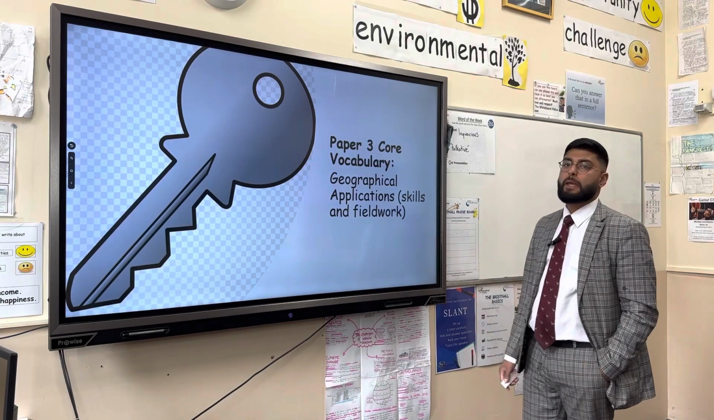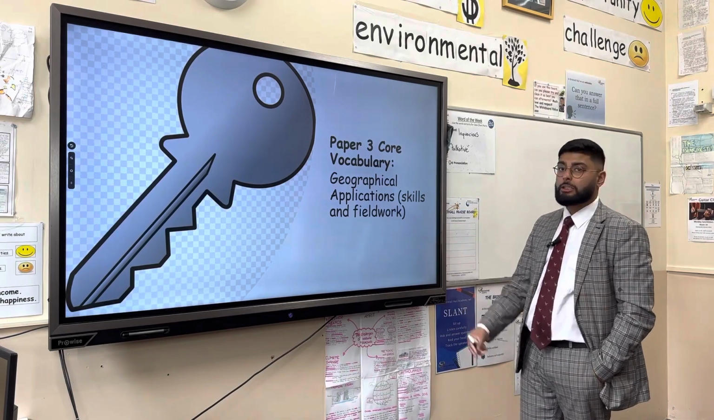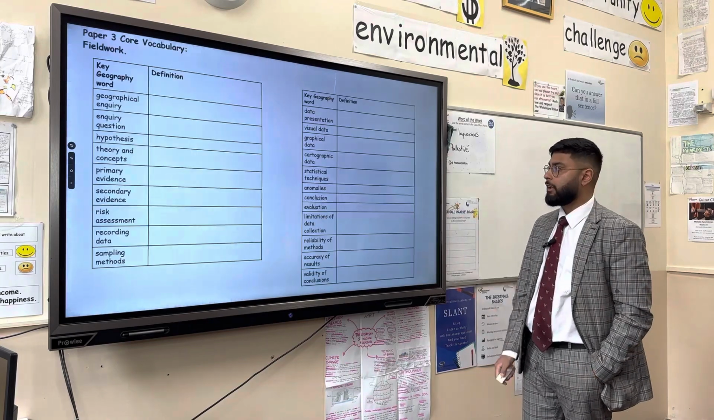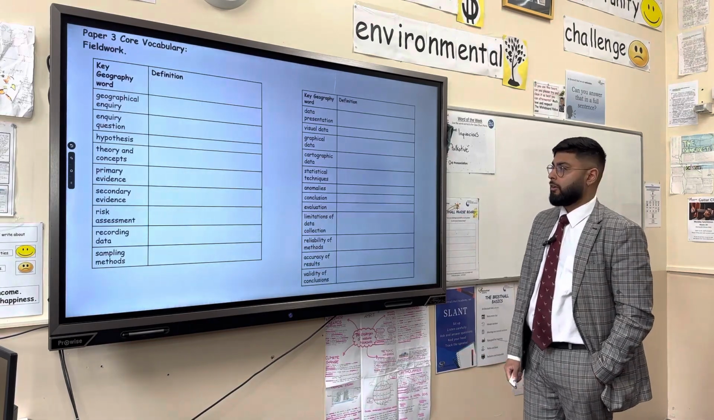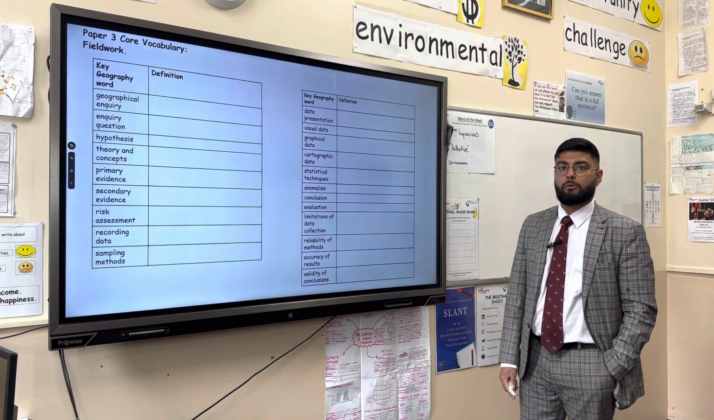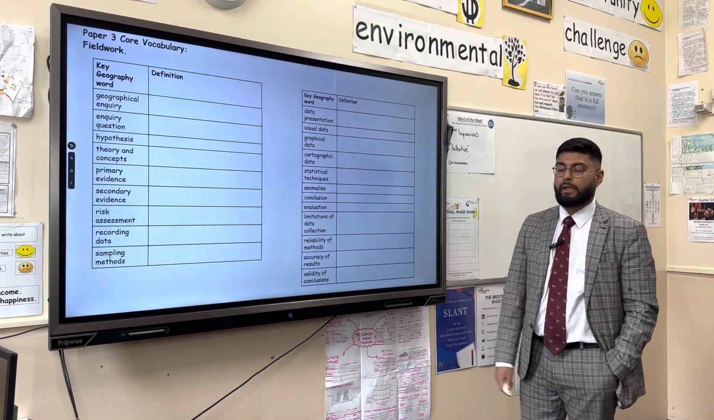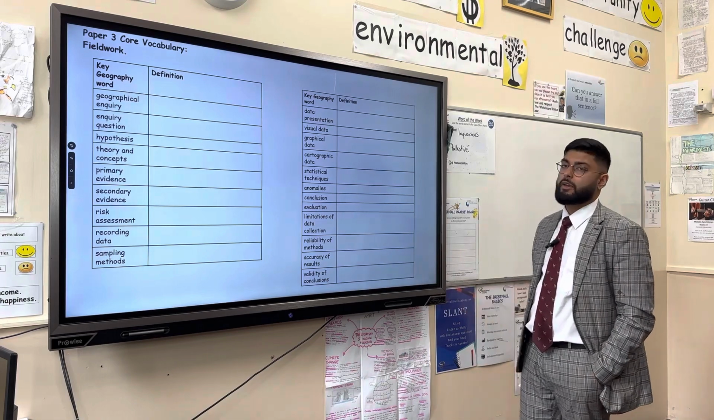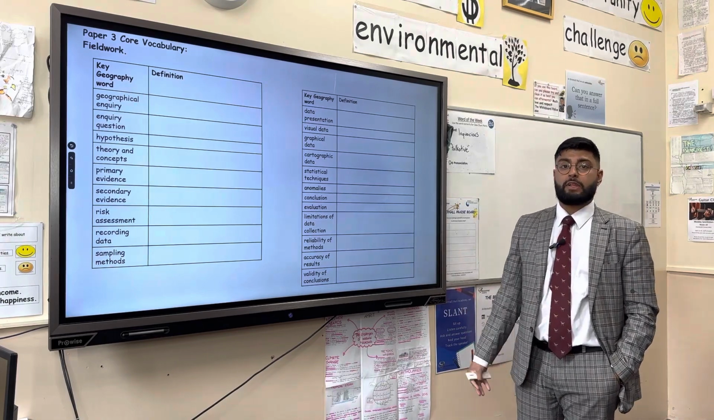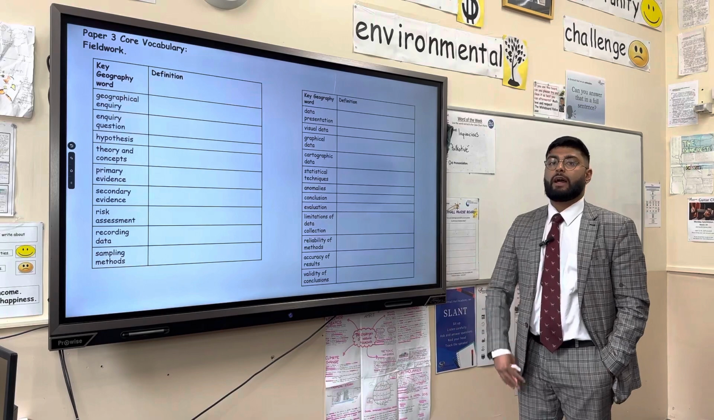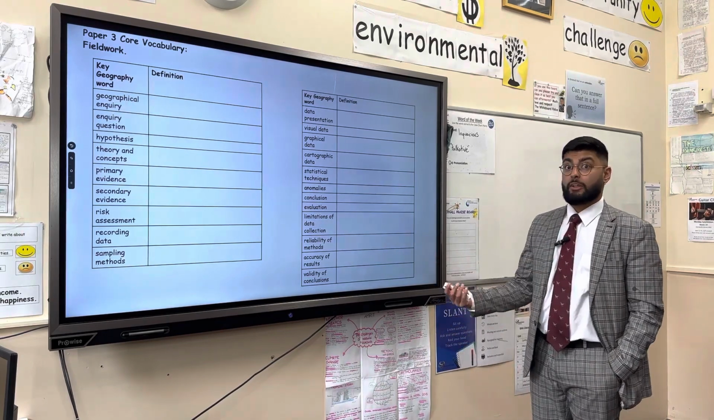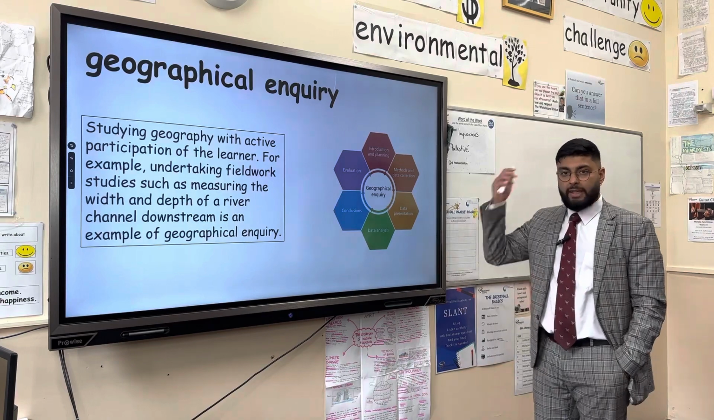Today we're going to be looking at paper 3 core vocabulary, focusing on geographical applications, which is the skills and fieldwork section of paper 3 knowledge. So grab yourself one of the worksheets from one of your geography teachers or grab a copy off Teams so that you can have a go at defining all of this core vocabulary before you watch the rest of the video. Then once you have had a go, you can use a green pen or a different pen to fill in your answers for the video. So let's make a start.